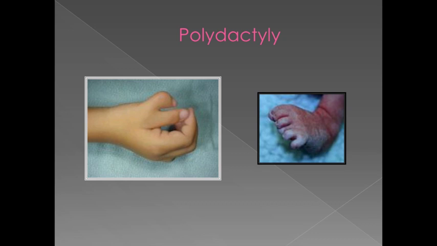Polydactyly is a congenital deformity of being born with too many fingers or too many toes. The fifth finger, the pinky finger, is the most common one that is duplicated.